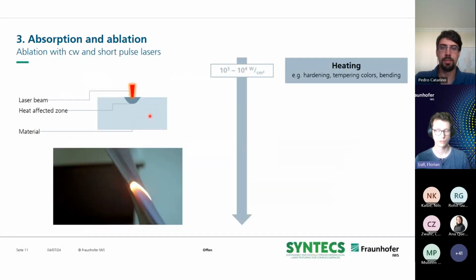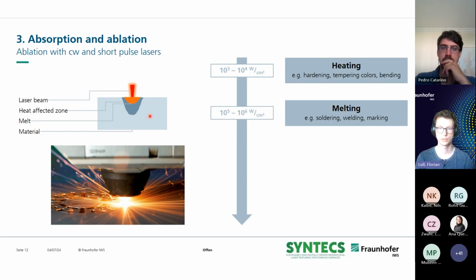All right, so now we have energy inside of our system. What happens now is dependent on the intensity of the laser beam. If the laser beam has an intensity of around 10 to the power of 4 watt per square centimeter, we are heating the material, so we are generating a heat affected zone. And this is wanted for processes like hardening or generation of tempering colors. If we increase the intensity to 10 to the power of 6 watt per square centimeter, we can even melt the material. You can use melting of material, for example, for soldering, welding or cutting.